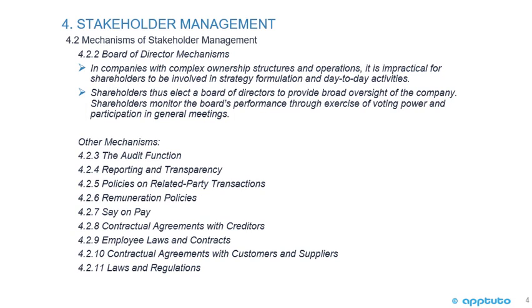So some other mechanisms that are in the text, and we're not going to go through these in detail, it's meant to be a review, are the audit function, reporting and transparency, policies on related party transactions, compensation policies, say on pay, contractual agreements with creditors, employment laws and contracts, contractual agreements with customers and suppliers, and finally, laws and regulations. And that's the last slide for this LOS.